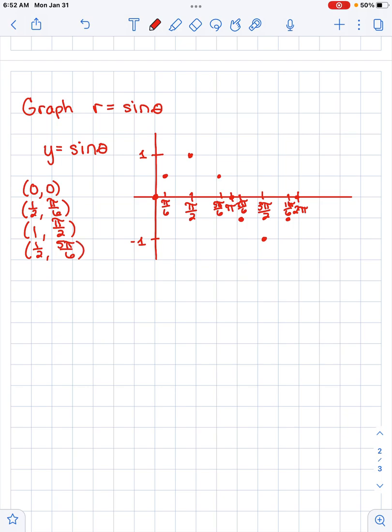So I want you to use these points and graph these on a polar grid. So pause this for a moment and go graph these on your polar grid. Come right back.